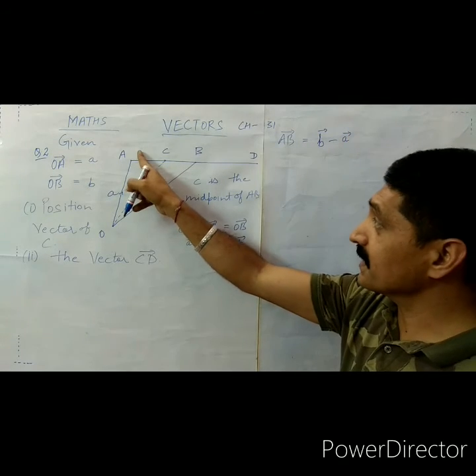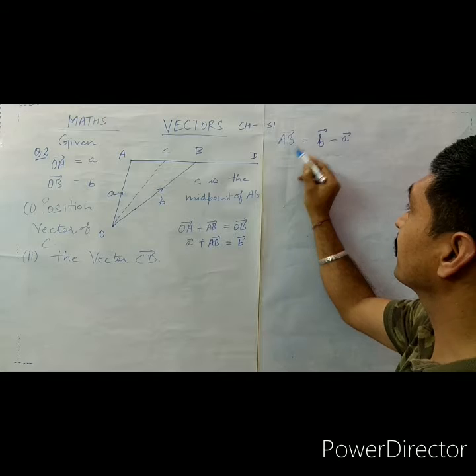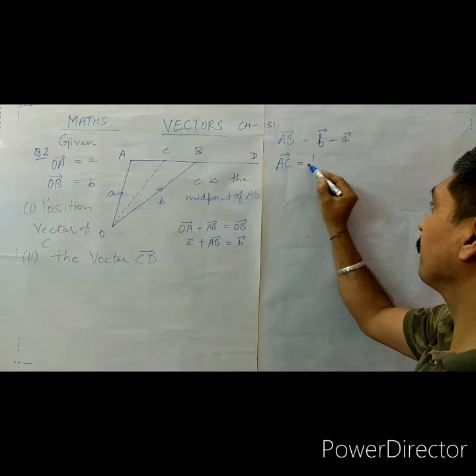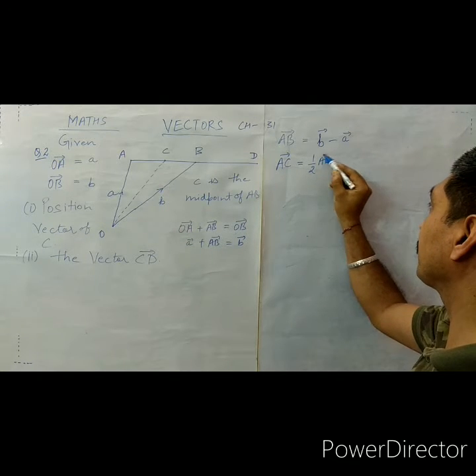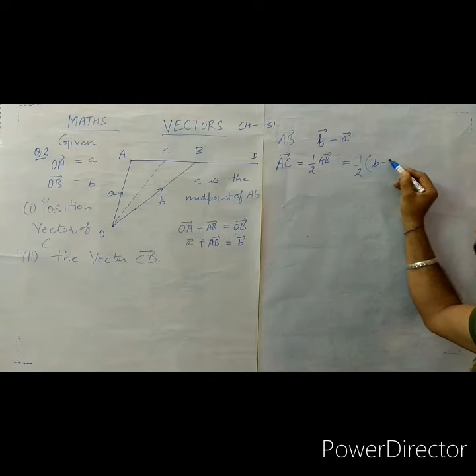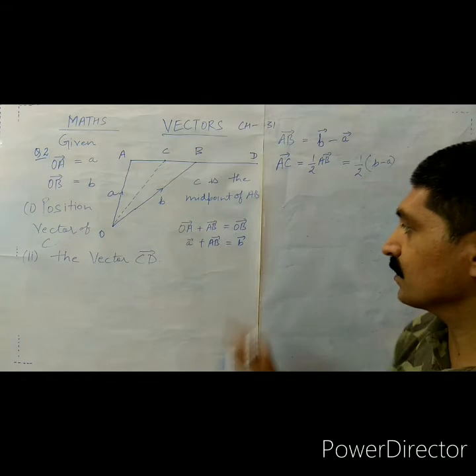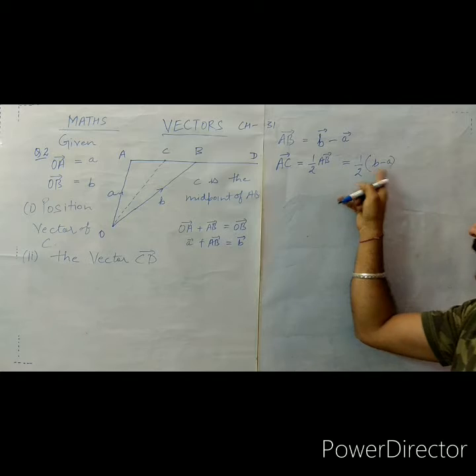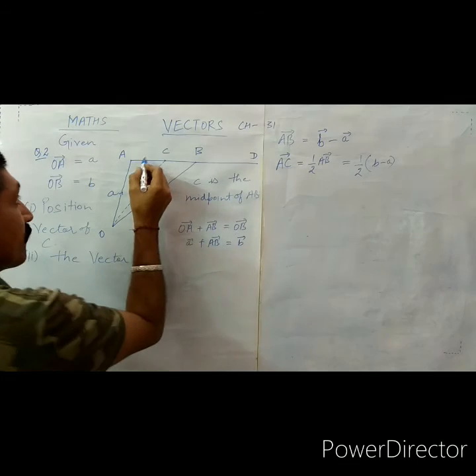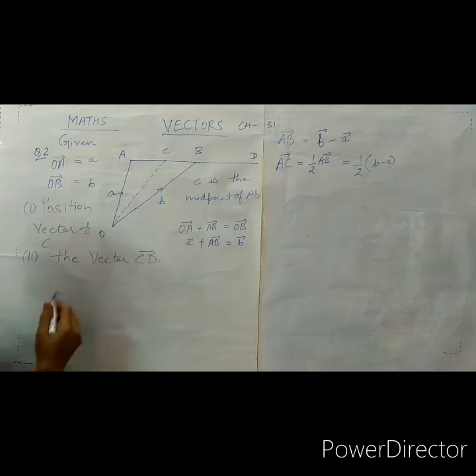And what is AC? AC vector is half of vector AB. So which is equal to 1 by 2 into B minus A. There is no need to apply vectors on these, B minus A. So now we have this AC vector also, and here we have a point A, this is C now, and here this is point O, origin.